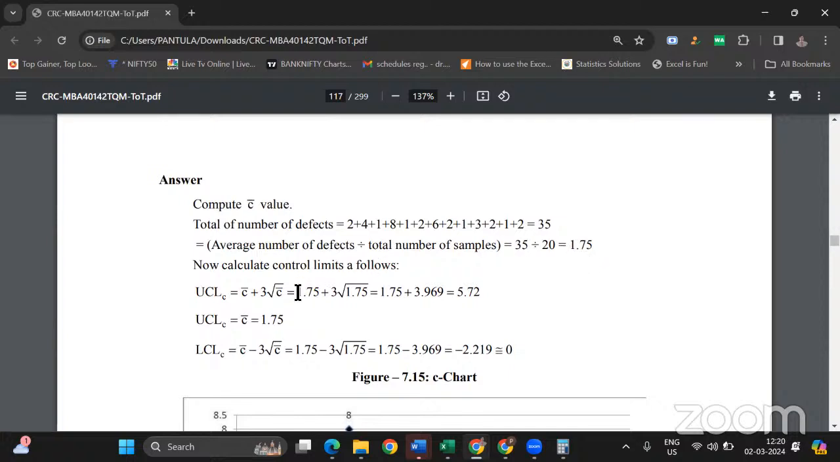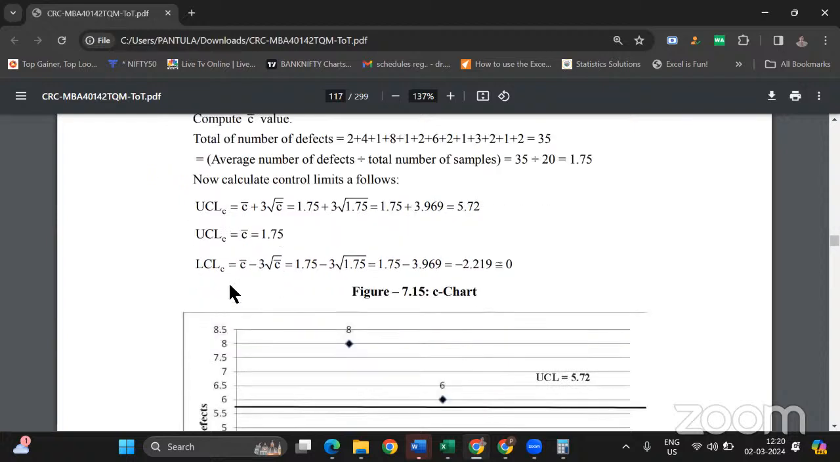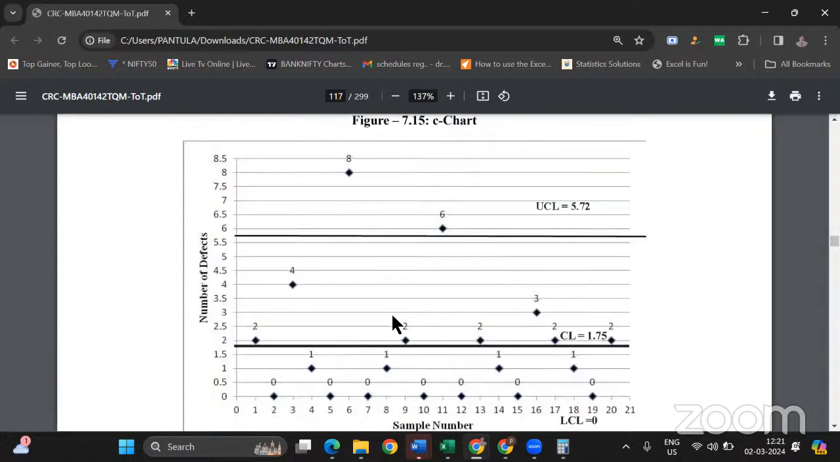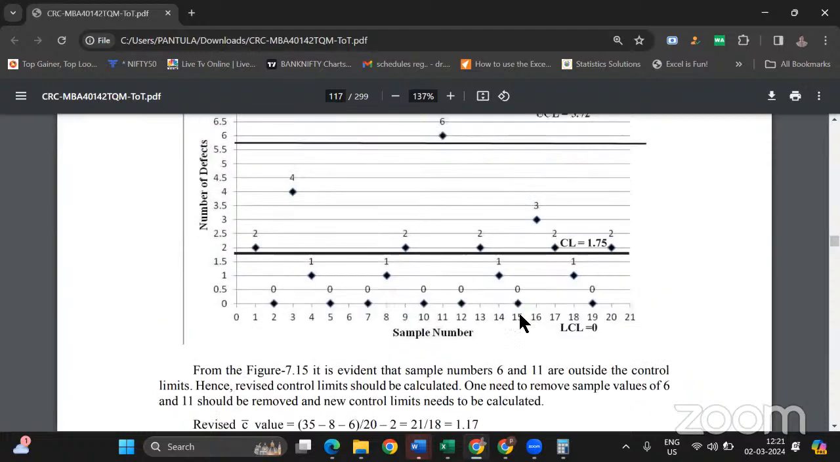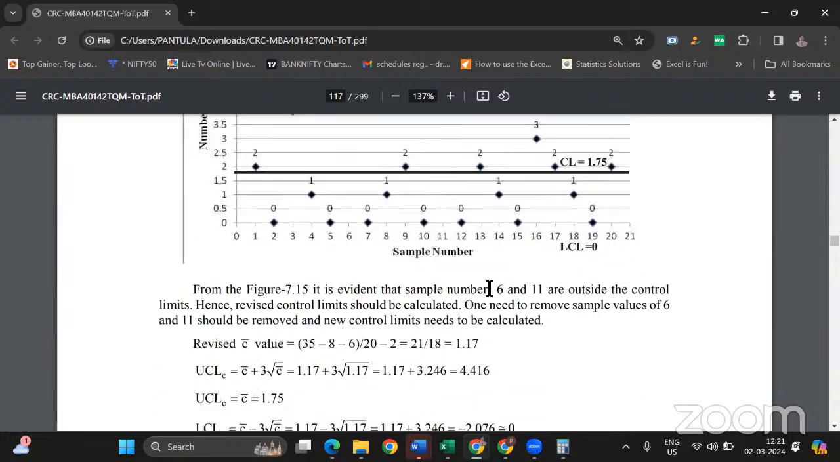Now the upper control limit is C bar plus 3 times the square root of C bar. 1.75 plus 3 times the square root, we are getting 5.772. And the lower control limit is C bar minus this, which equals minus 2 point something. In short, we have only the upper control limit. The lower control limit is negative, so we don't have it, and we'll take it as 0.